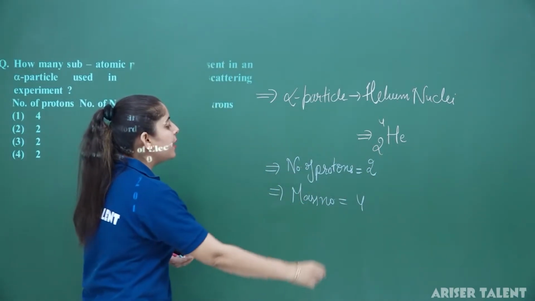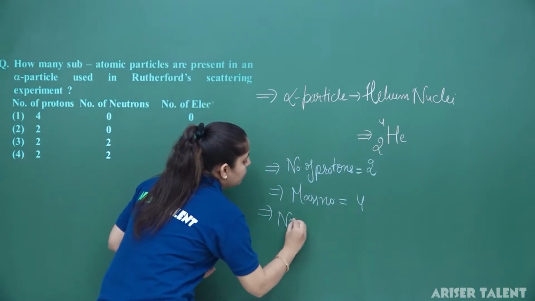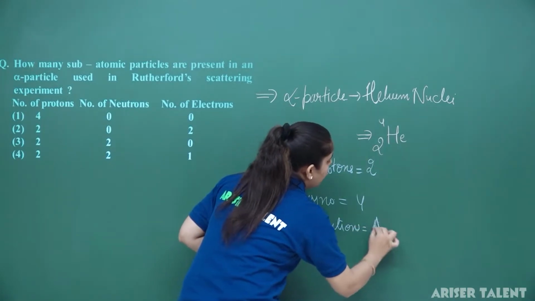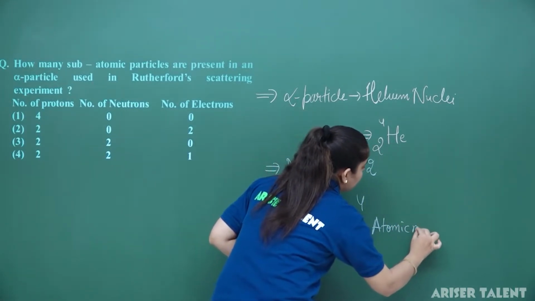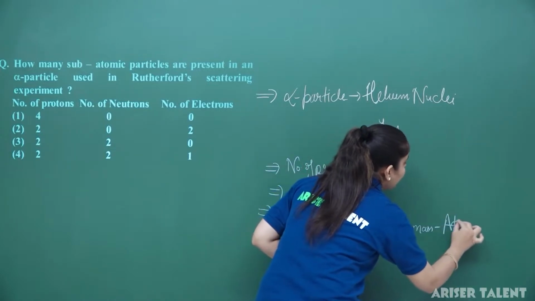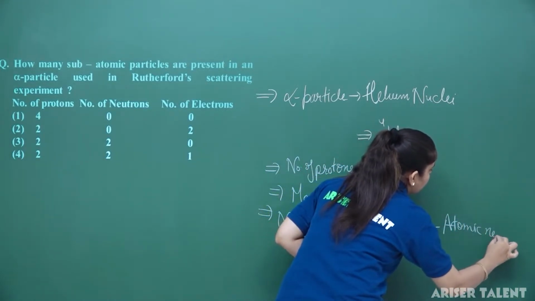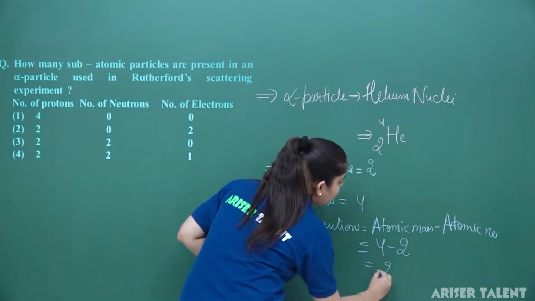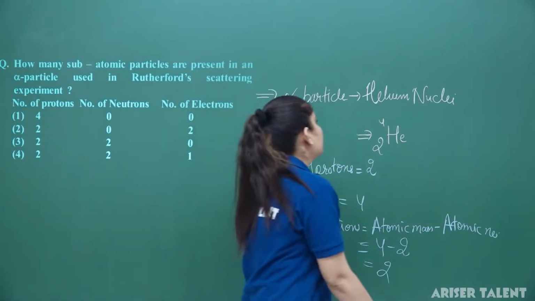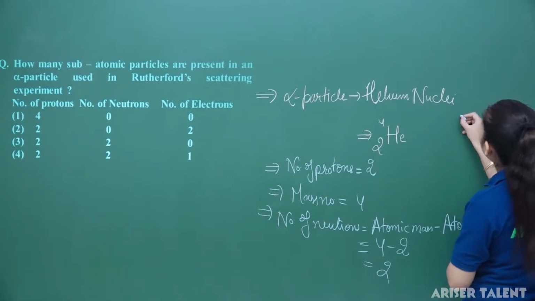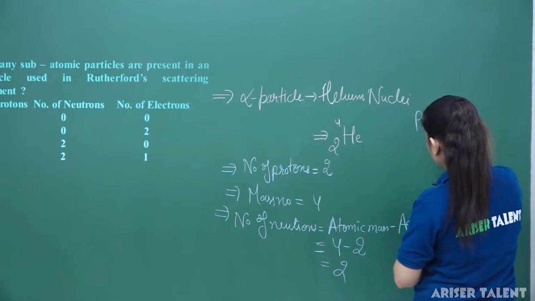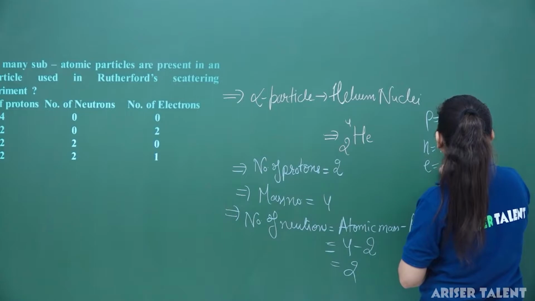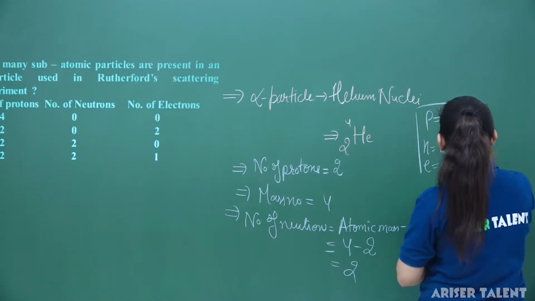Now you have to calculate the number of neutrons. So the number of neutrons can be calculated by atomic mass minus atomic number. So atomic mass is 4, atomic number is 2. So the number of neutrons came out to be 2. So we can say that in this helium nuclei we have proton equal to 2, neutron equal to 2, and we have electron equal to 0 because we do not have any electron present here.